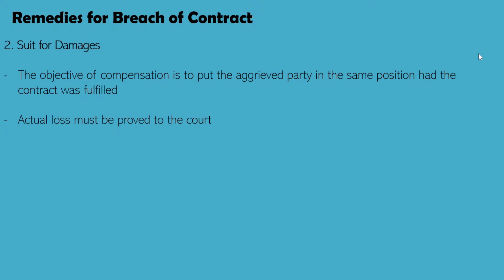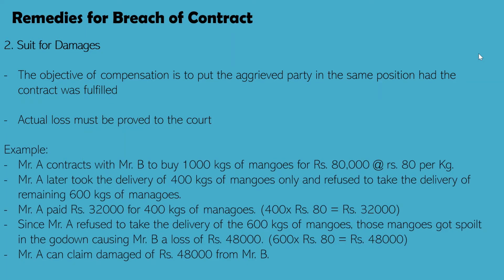For example, Mr. A contracts with Mr. B to buy 1000 kgs of mangoes for 80,000 rupees. However, Mr. A later took delivery of 400 kgs of mangoes only and refused to take delivery of the remaining 600 kgs of mangoes. Mr. A also paid 32,000 rupees for 400 kgs of mangoes. However, since Mr. A refused to take delivery of 600 kgs of mangoes, those mangoes got spoiled in the godown, causing Mr. B a loss of 48,000 rupees.